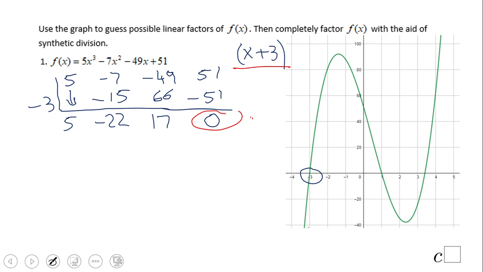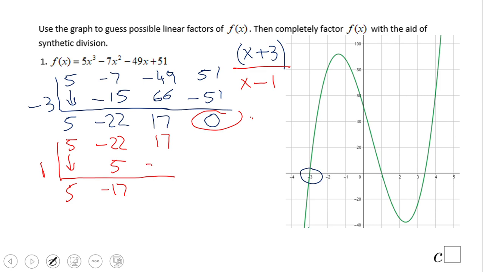Now what am I going to do after that? I'm going to take these three numbers I have, which represent a polynomial, by the way: 5x squared minus 22x plus 17, and divide by the other factor, x minus 1. So I'm going to put the 1 here. The same story: drop the 5. 1 times 5 is 5. If we add these two, we get -17, and then 1 times -17 is -17. And again, we get 0 here. Should we expect to get 0 here? Of course, because again, these are factors.